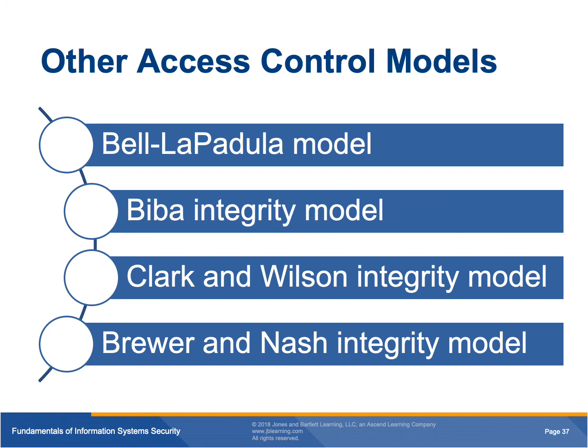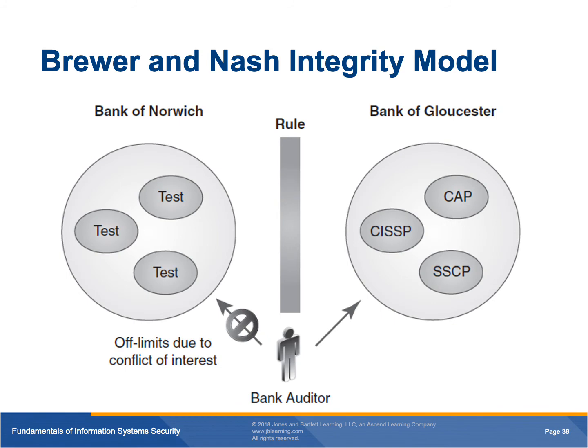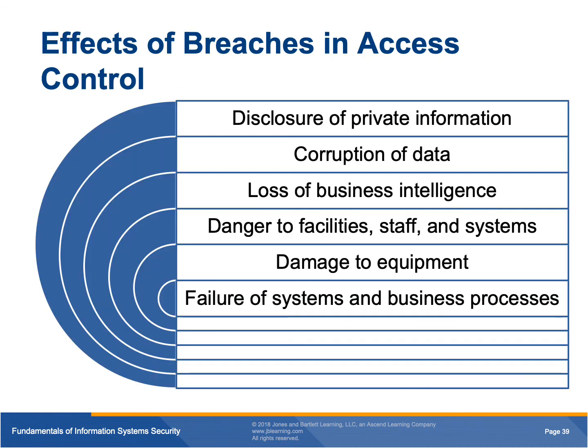Some other models that are popular: Bell-LaPadula, the Biba, the Clark and Wilson, the Brewer and Nash. We're not going to go over all of these, just so you know that they exist. Some of them, for example the Brewer and Nash, are based on integrity issues that are defined, so business rules basically. And when it identifies potential integrity issues, as in this case a conflict of interest, then it will block access to certain resources.